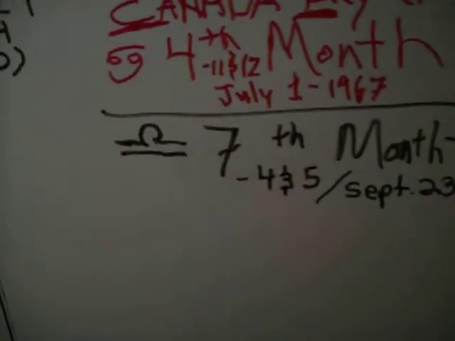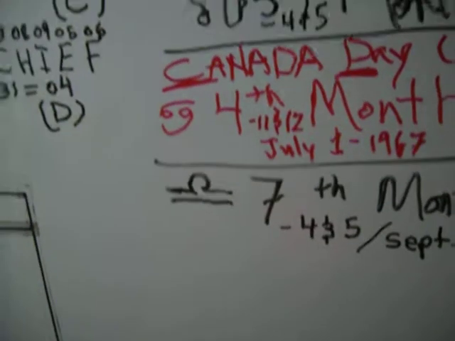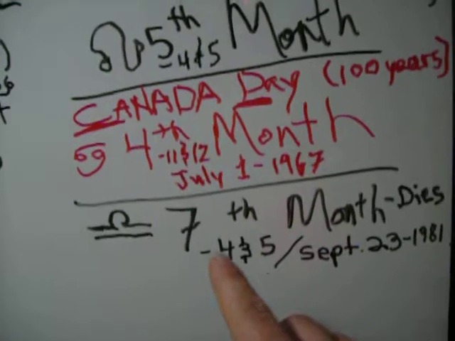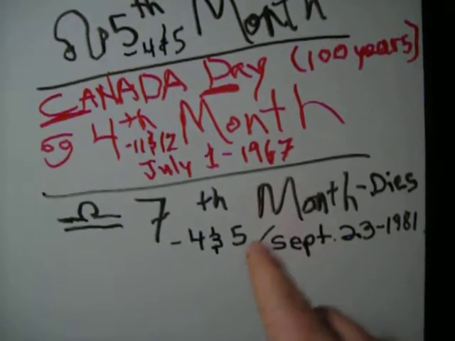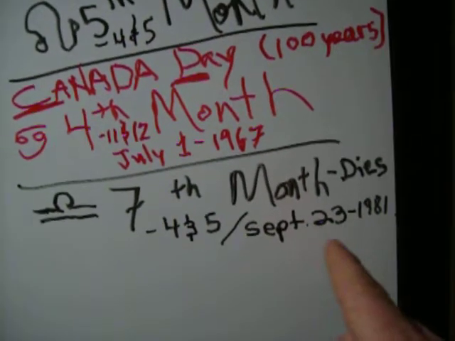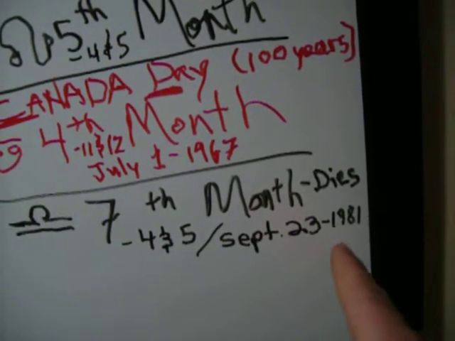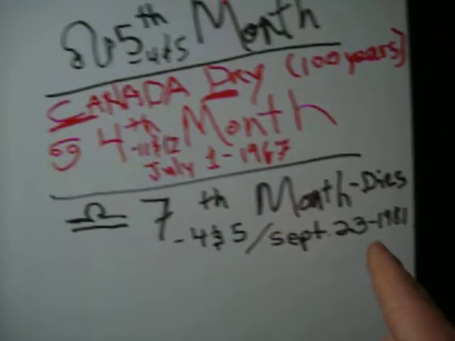Okay, so now the day that Chief Dan George dies on my calendar is the 7th month, so it's this month right here, the 7th month, and it's the 4th and 5th day of the month, which equals September 23rd, 1981. Okay, so it's the 4th and 5th, so September 23rd.